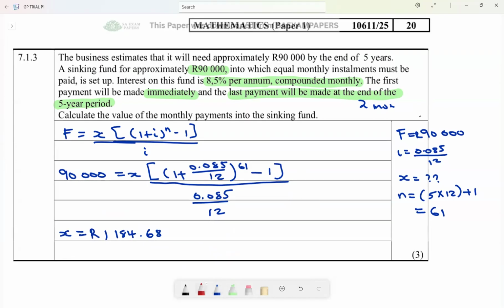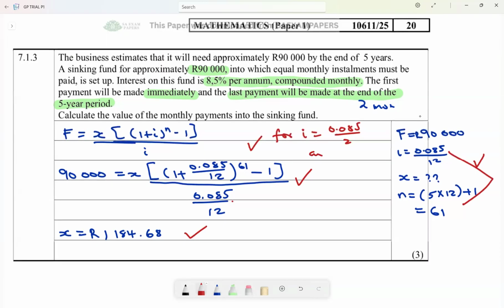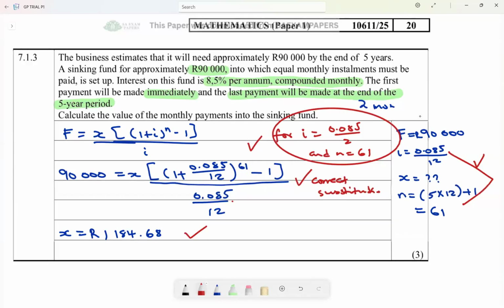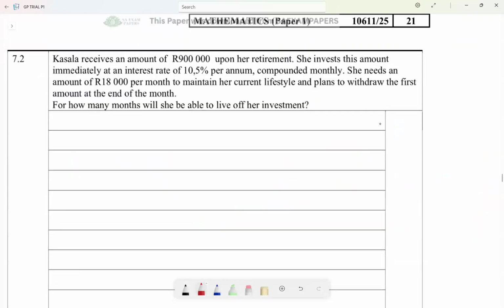So how do we mark this? The value of i and N correctly. I and N are correct, and then substitution of everything is fine. 1 mark for i equal to 0.085 divided by 12 and N equal to 61. So this is your first mark. Your second mark, you have substituted correctly, irrespective of whether you use 61 or 60. But you're going to lose 1 mark.